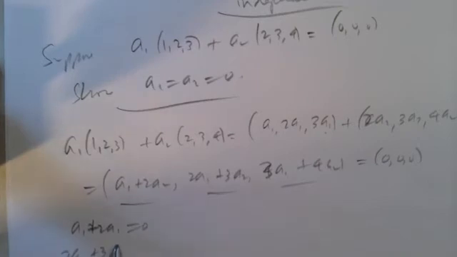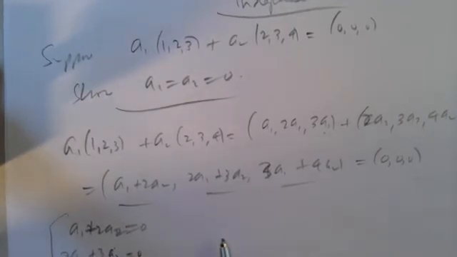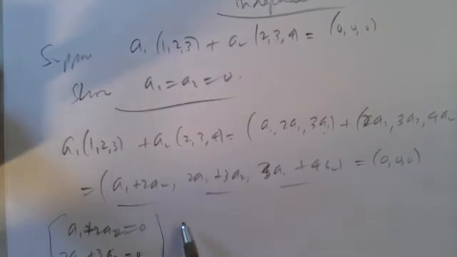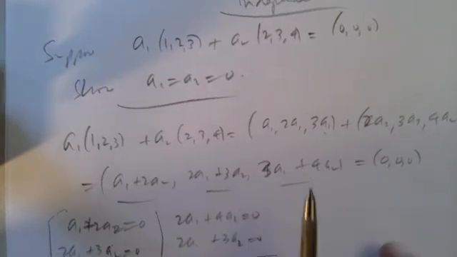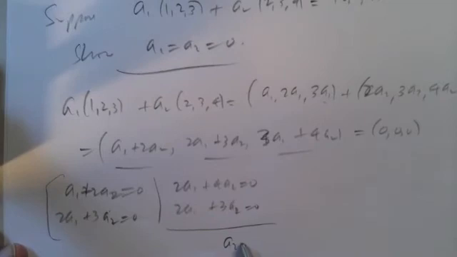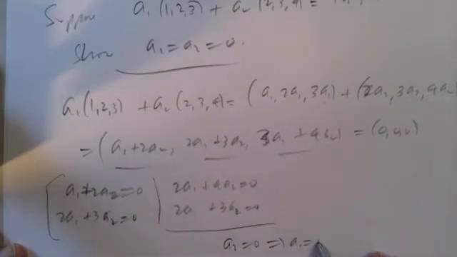a1 plus 2a2 is 0. 2a1 plus 3a2 is 0. Let's see. If I multiply the first equation by 2, I get 2a1 plus 4a2 equals 0. The second equation was 2a1 plus 3a2 equals 0. If I subtract, I get a2 is 0. If a2 is 0, then a1 is 0.